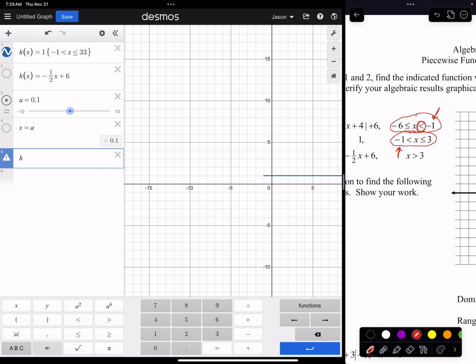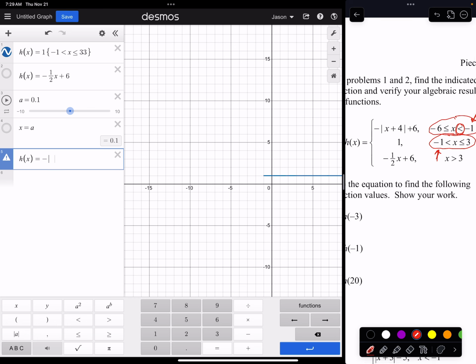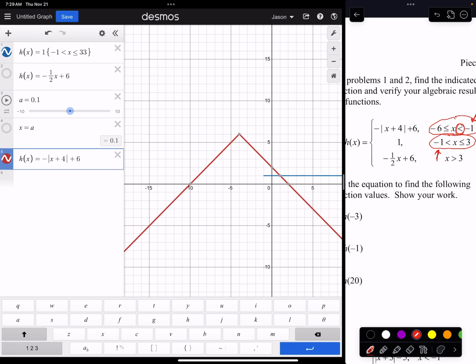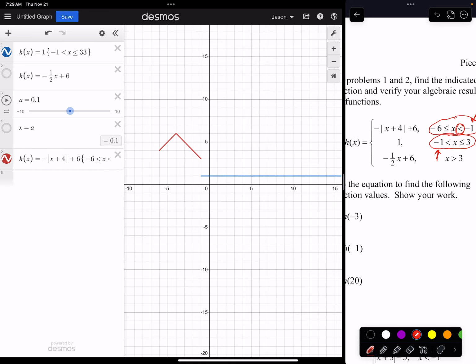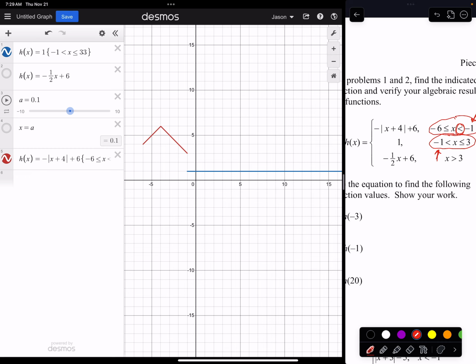So the first one was h of x equals negative absolute value of x plus 4, plus 6. And we had the domain restriction -6 less than or equal to x less than -1. It wasn't supposed to be or equal to. All right, so now you can see that the second piece picks up where the first piece left off. So it passes the vertical line test, right? Right here, they switch over at this x value, -1, but it passes the vertical line test.